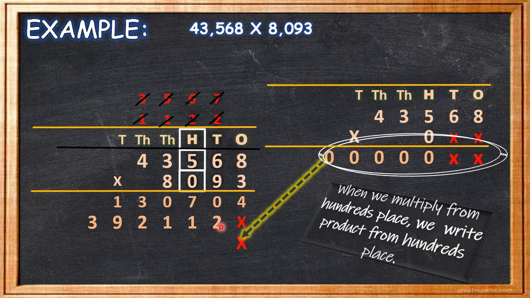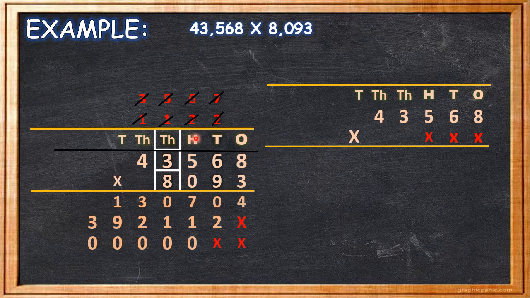Yes, cross, as we are not multiplying hundreds column. So tens column also, and 0 0 0 0 0. How many? 5 zeros are there. Yes children, now this much is clear. Now come to the last one. After multiplying hundreds column children, now we are going to start multiplication from thousands place. Yes children.